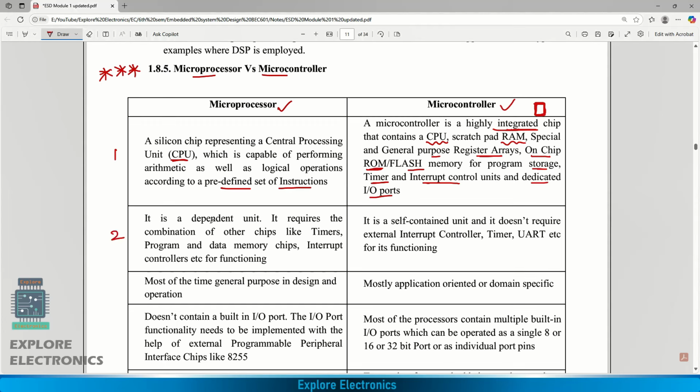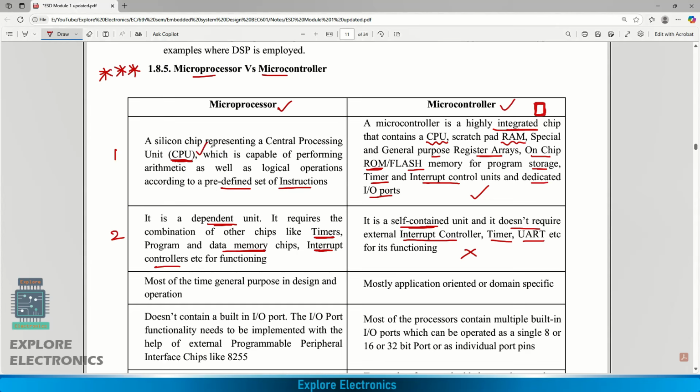The second difference is that it is a dependent unit. But a microcontroller is self-contained. Everything is contained inside. It doesn't require an external interrupt controller, external timer, or external UART. It is not required, right? It is there inside. But in a microprocessor, this is just a CPU. It requires a combination of chips. We need to use an external timer, extra memory chips, and we can use an external interrupt controller as well to have that functionality.